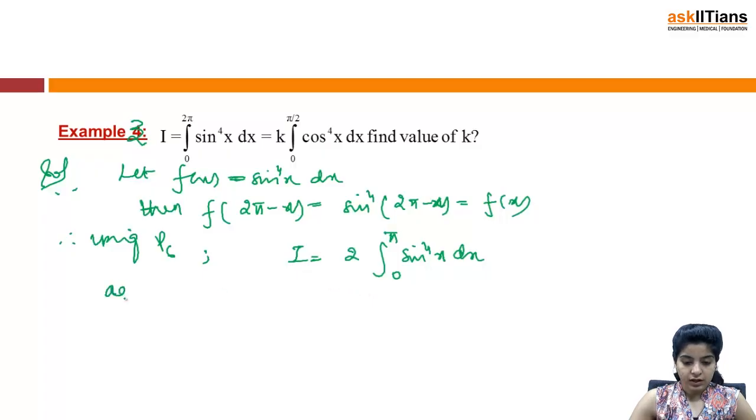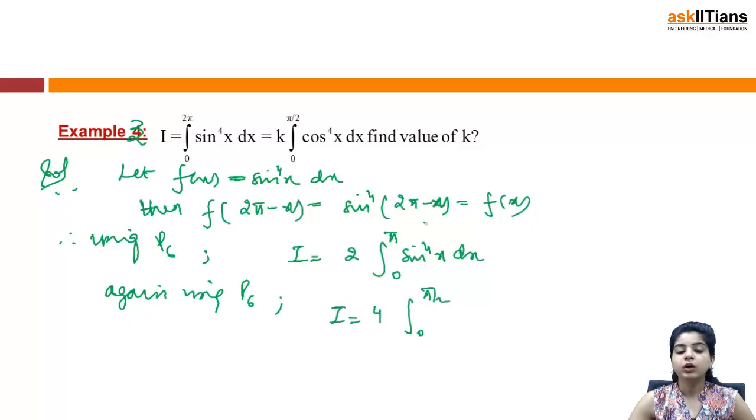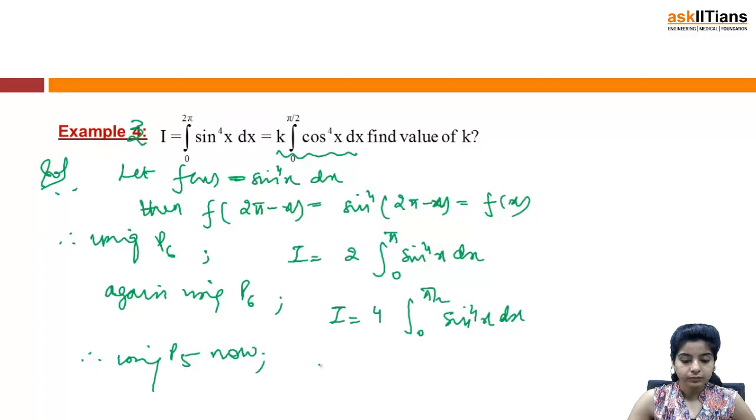So again using property 6, I would be equal to 4 times the integral from 0 to pi by 2. Why am I using property 6 again and again? Because on the right hand side I have k times the integral from 0 to pi by 2 of cos 4x. So I need the limits as 0 to pi by 2. So again I am utilizing this property and I have 4 times the integral from 0 to pi by 2 of sin 4x dx. Therefore now using property 5, I becomes 4 times the integral from 0 to pi by 2 of cos 4x dx.